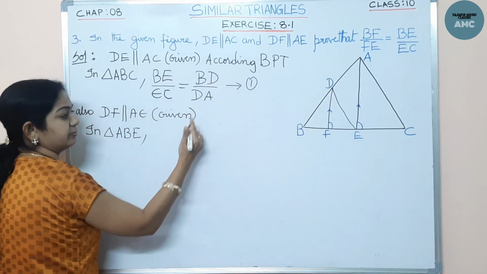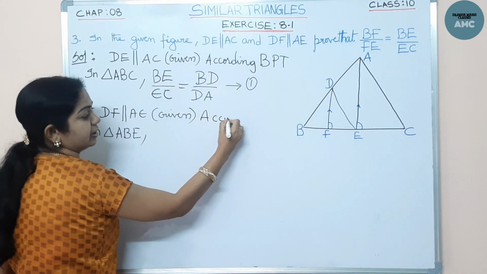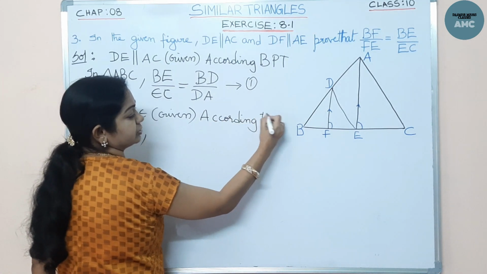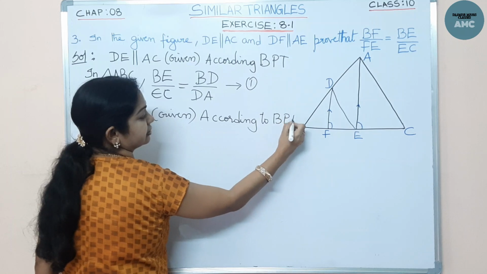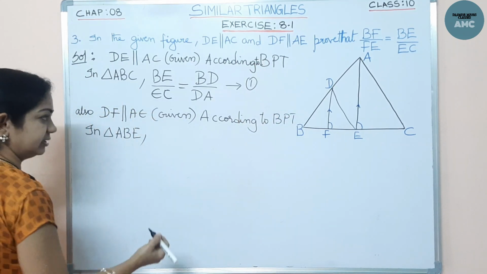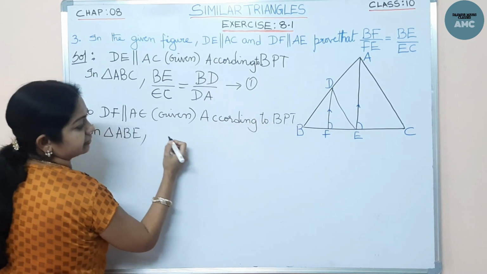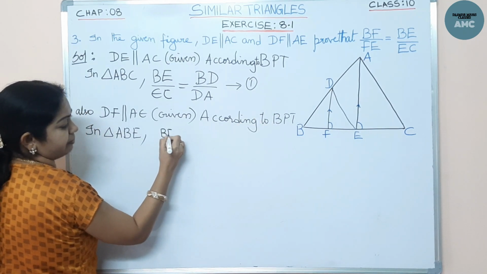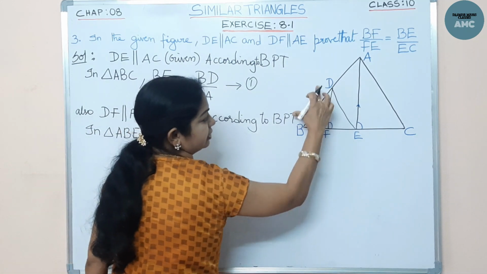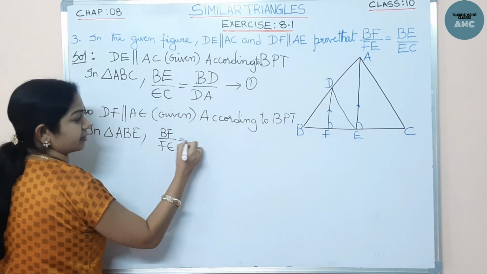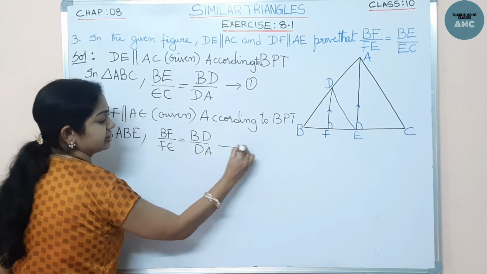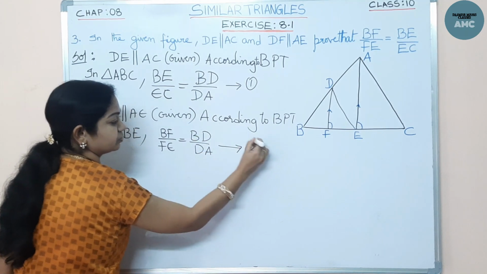That is according to BPT. Write down that according to the basic proportionality theorem, the ratios we will write down: BF by FE. This ratio BF by FE is equal to BD by DA. BD by DA. So I'll mention this as equation 2.